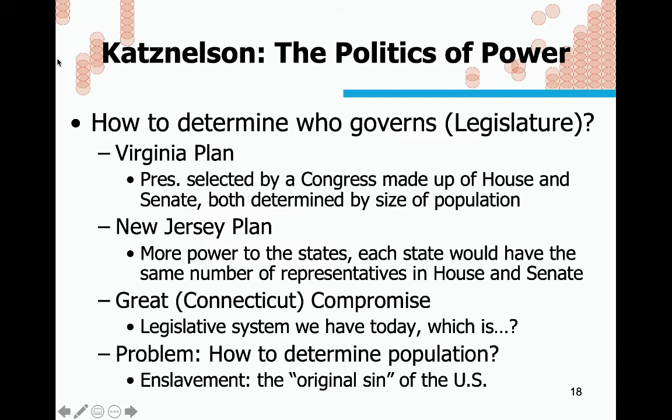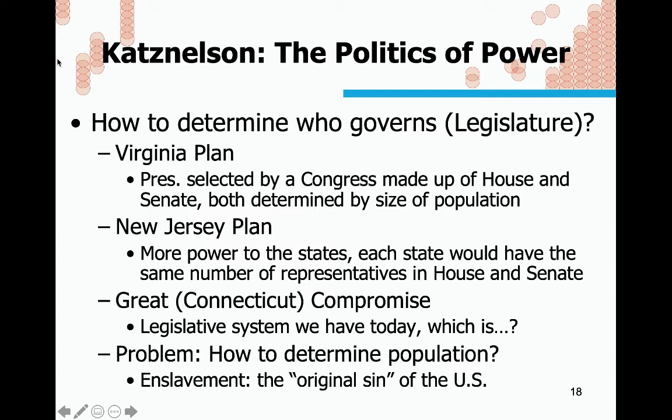Katznelson transitions to talk about the determination of who governs. There were different plans at the time during the Constitutional Convention. There was a Virginia plan in which the president was selected by a Congress made up of a House and a Senate, both determined by the size of population, because Virginia had a larger population. So that's why Virginia advocated for that. The New Jersey plan, which at the time New Jersey was a less populous state, so New Jersey advocated for there to be more power to the states, and each state would have the same number of representatives in the House and Senate, which of course the more populous states didn't like.